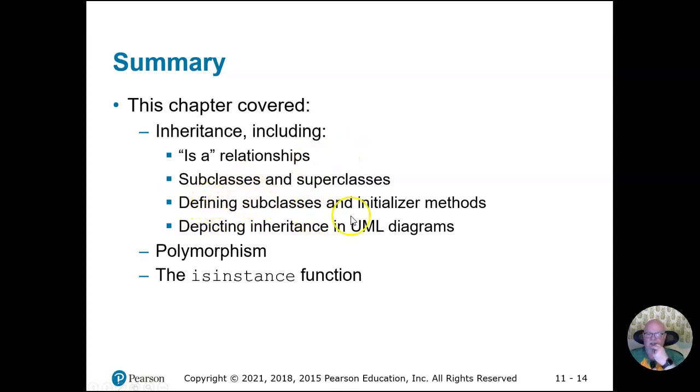We defined subclasses and their initializer methods. So we showed how we can create a new class that's a subclass of a superclass, and then we can actually add things to the initializer. Polymorphism, we can actually create a subclass of a superclass and then change the guts of the methods to properly fit that particular new class. We can also use the isinstance function to see if something truly is an instance of a superclass. Okay, kind of a short chapter.